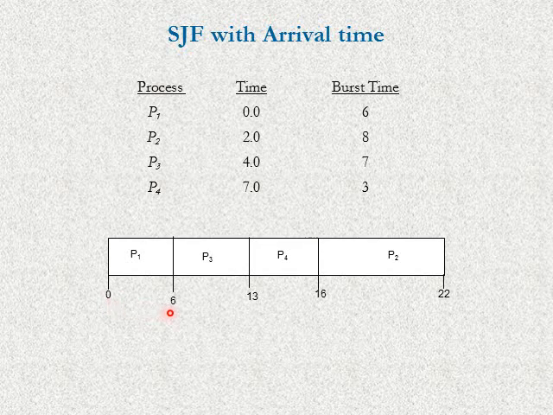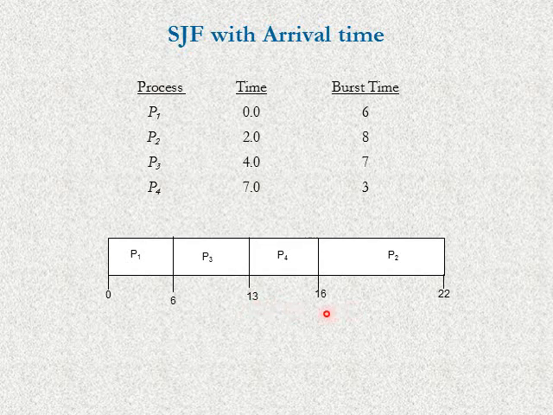After it comes out at time interval 6, now we have two other processes, P2 and P3. As P3 is shorter compared to P2, it will be given to the processor by the scheduling algorithm. Now at time interval 13, once P3 completes its execution, now we have two more processes in the ready queue, that is P2 and P4. As P4 is shorter compared to P2, it will be given to the processor.